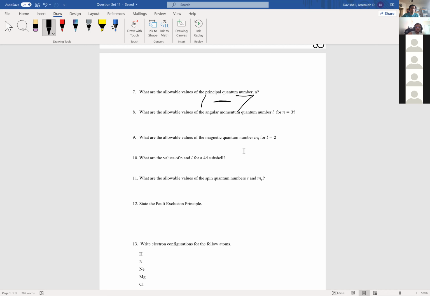Isn't it n minus 1? Perfect, n minus 1, right? So if n's 3, what's the highest our angular momentum can be? Two. Okay, and what's the lowest? Can we have a 0 for L? Yes. Well, there you go. So it'll be from 0 to 2.